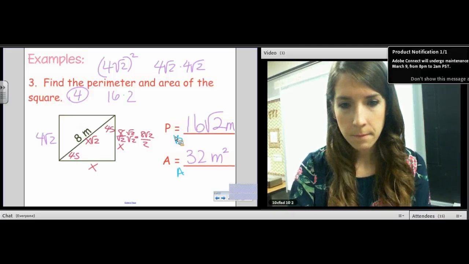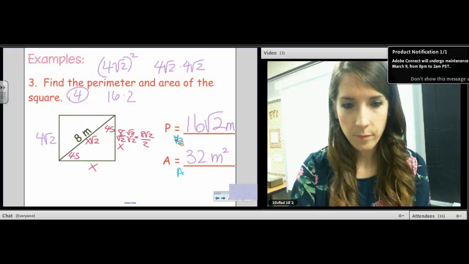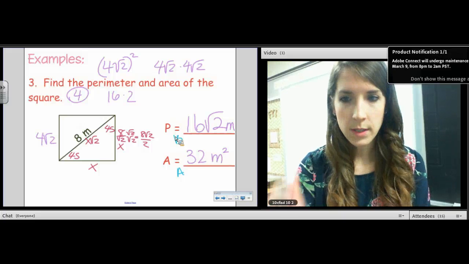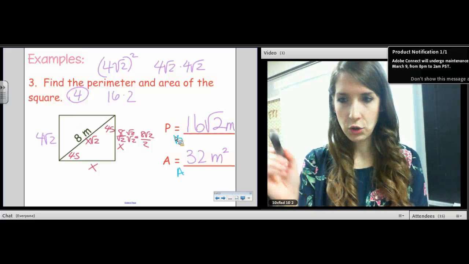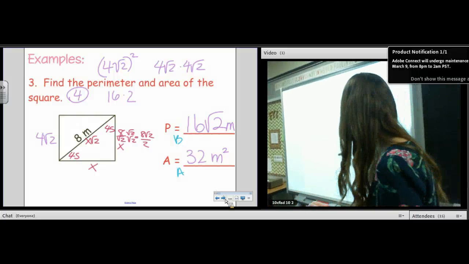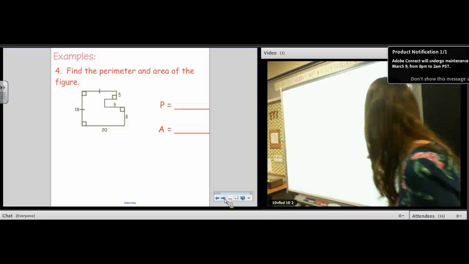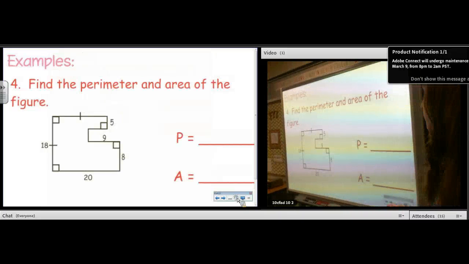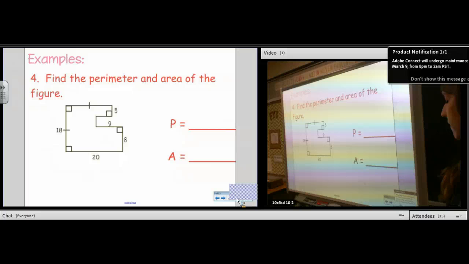Is everyone okay? 16 root 2 meters and 32 meters squared. Okay. Next problem. Find the perimeter and area of the figure.